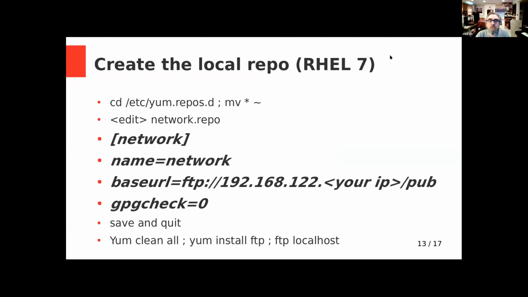So when we create the local repo in RHEL 7, it's much shorter because you just give the pub directory and it finds everything from there, which is a little bit simpler. So if you're doing Red Hat 7, the setup is a little bit simpler. But since none of the Red Hat exams use Red Hat 7 anymore, I doubt this will be much of an issue.